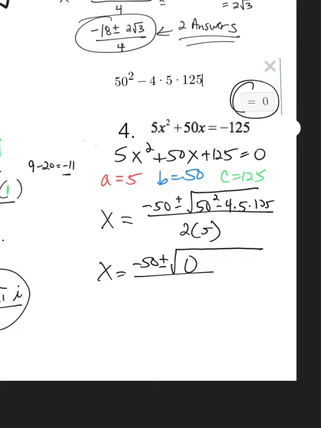So if you recall, if the discriminant is 0, that means that there is going to be one real solution. And if this was going to be graphed, it would just touch the x-axis once. So negative 50 over 10 is going to simplify to negative 5, and that's the one solution.